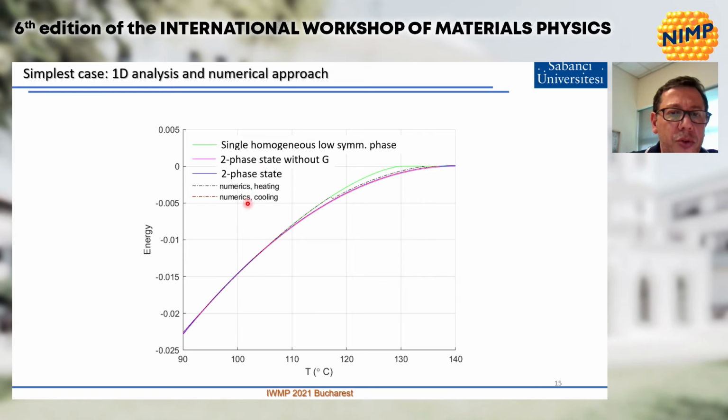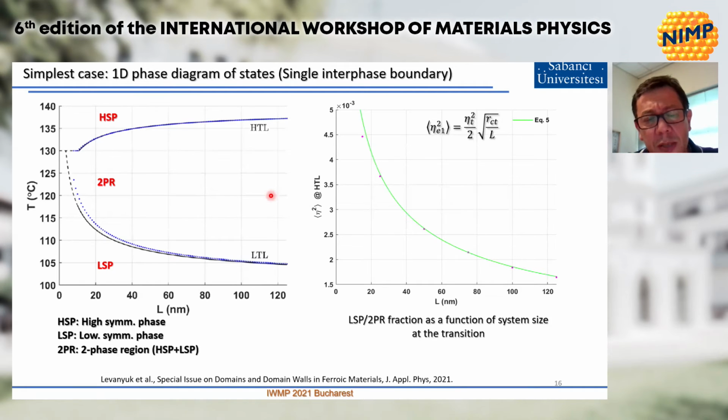And why I give the numerics of heating and cooling is because we could also check the overheating and the undercooling behavior of these systems. From that, we were able to generate the function of system size, like I said, all the way up to 125 nanometers: the high symmetry phase region, then the two-phase region, and then the low symmetry phase region. So we have such a phase diagram. The blue dashed points are for the analytical solution, and the dark lines are for the numerics.